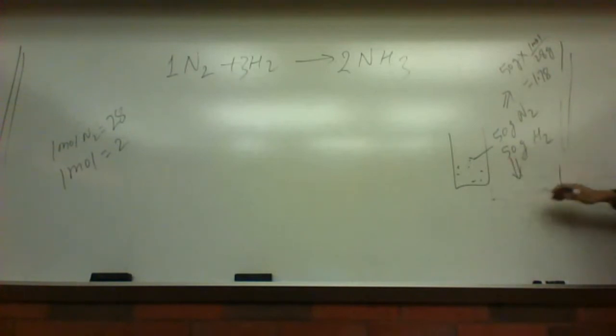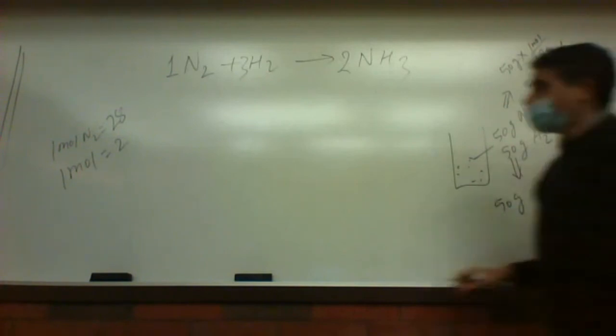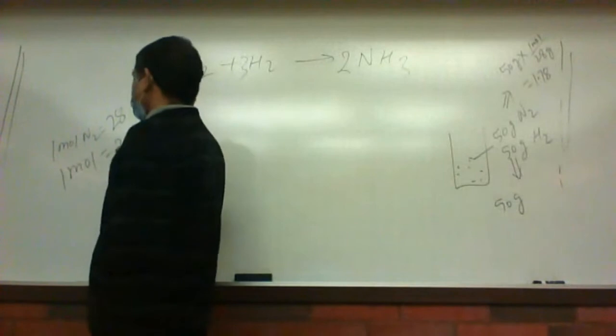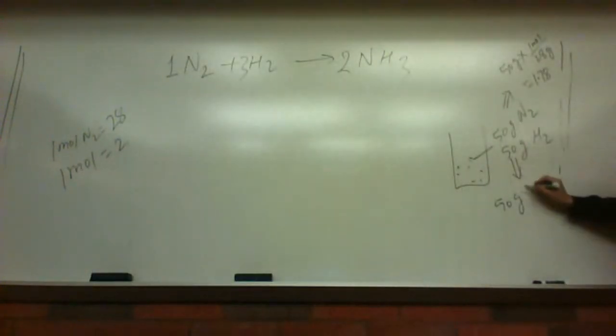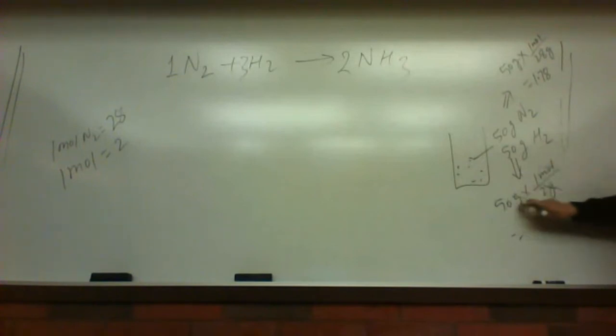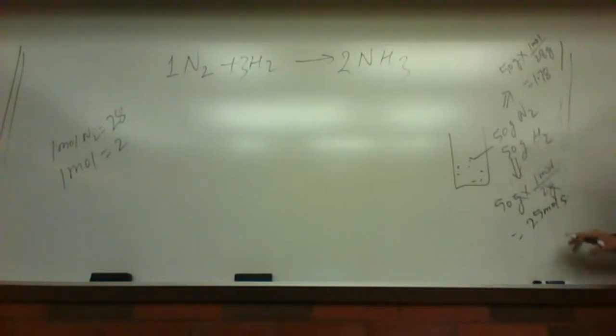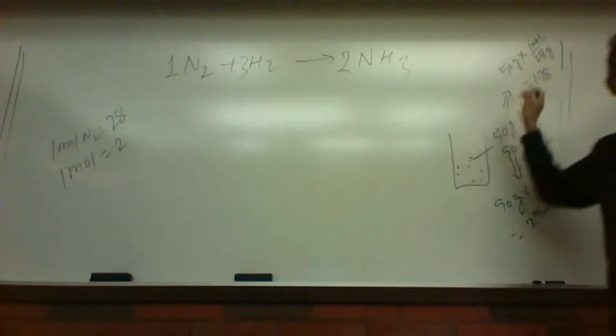Now do this for hydrogen. For 50 gram of hydrogen, I want to convert this into moles. So 1 mole of hydrogen is equal to 2 gram, right? I put 2 gram here, 1 mole here, so gram cancels. 50 divided by 2 is 25 moles. So I have 25 moles hydrogen and 1.78 moles nitrogen, right?